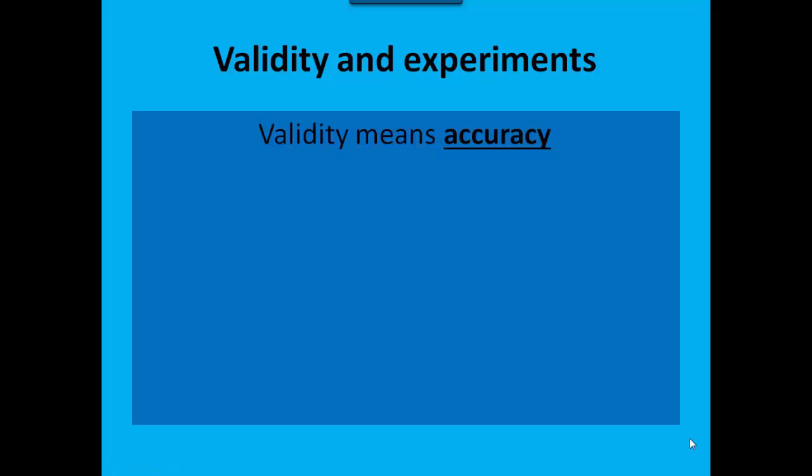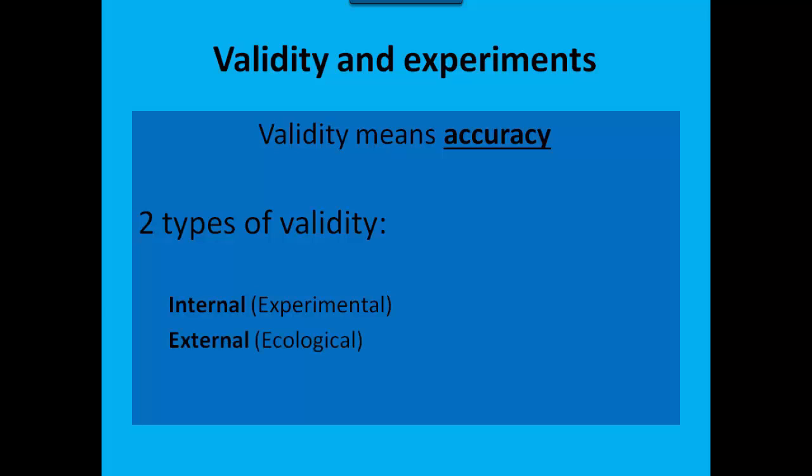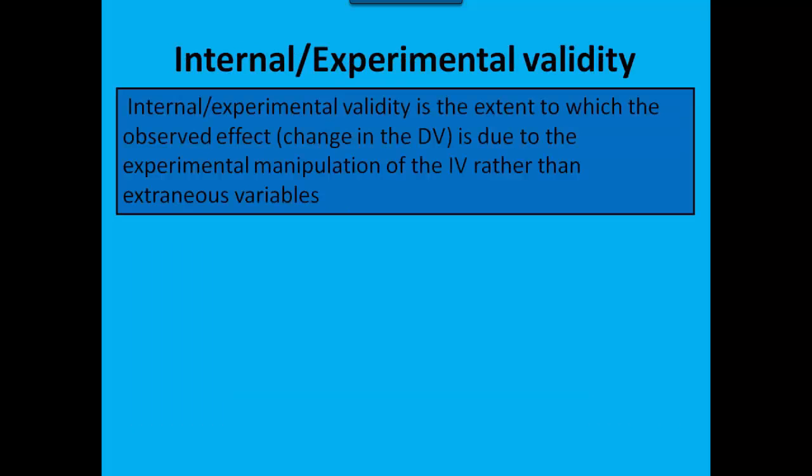Validity means accuracy, and there are two main types of validity that relate to experiments: internal or experimental validity and external or ecological validity. Internal or experimental validity is the extent to which the observed effect, the change in the DV, is due to the experimental manipulation of the IV rather than due to extraneous variables.